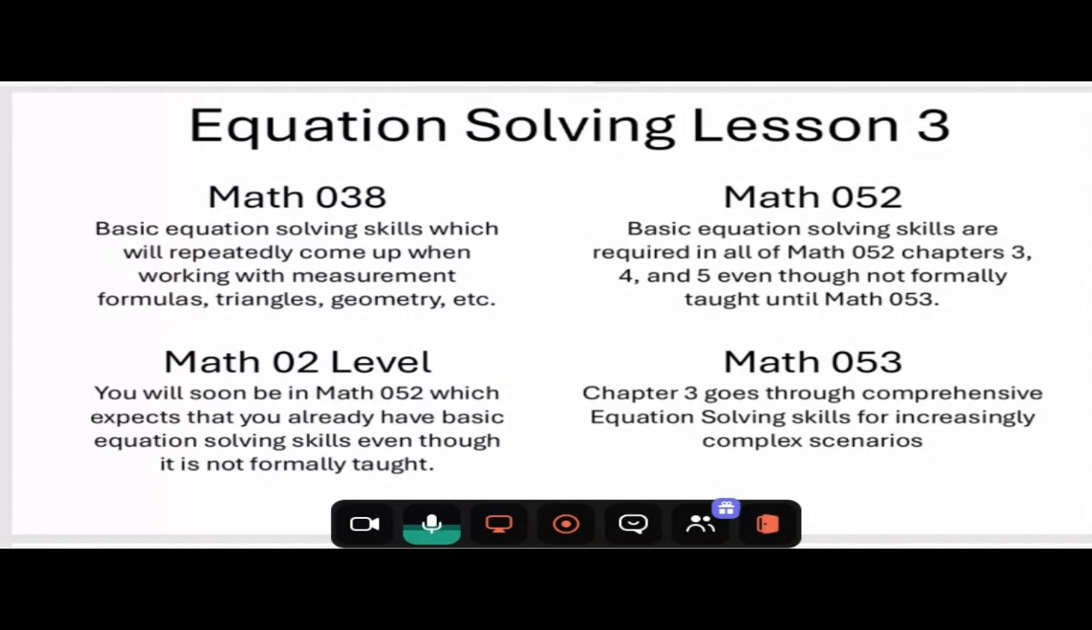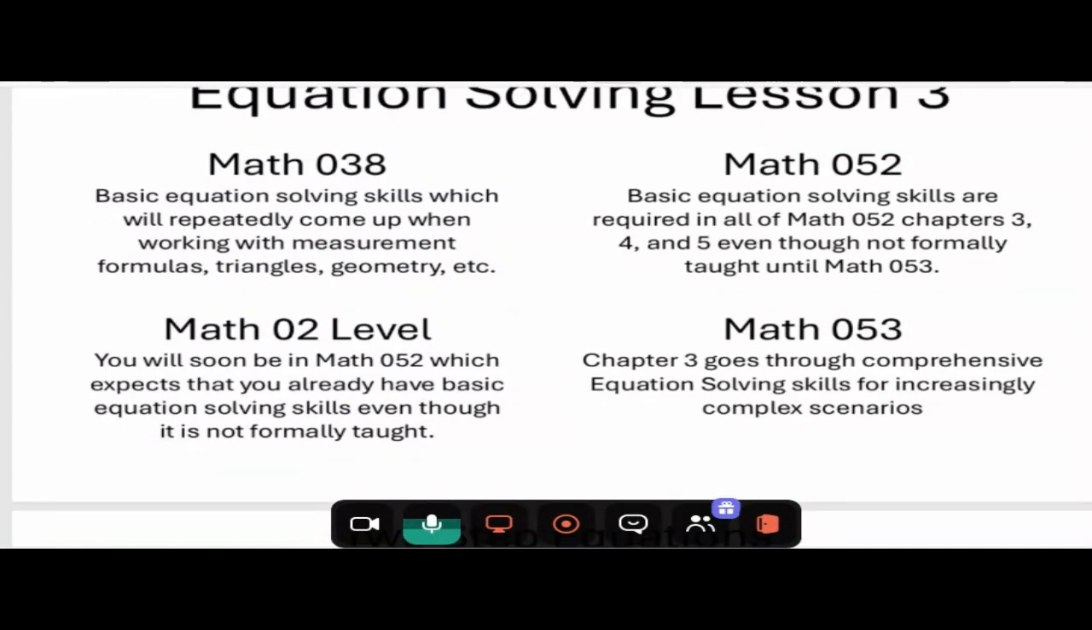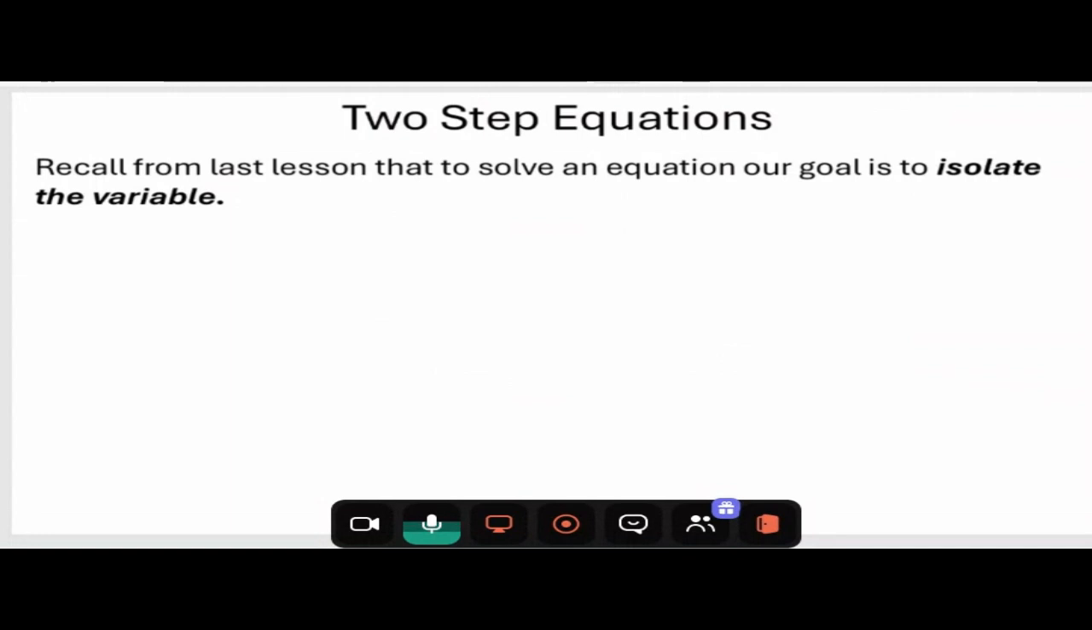Math 038 and 052, as I've mentioned, even though it's not specifically taught in your courses, they somehow have expected that you can do some basic equation solving. So I will try to make a point of mentioning when we get to equations that are so complicated that they're not ones that you would see in 038 or 052, but everything we're going to do is stuff you'll see in 053 and probably a bit beyond as well. So let's see, there we go.